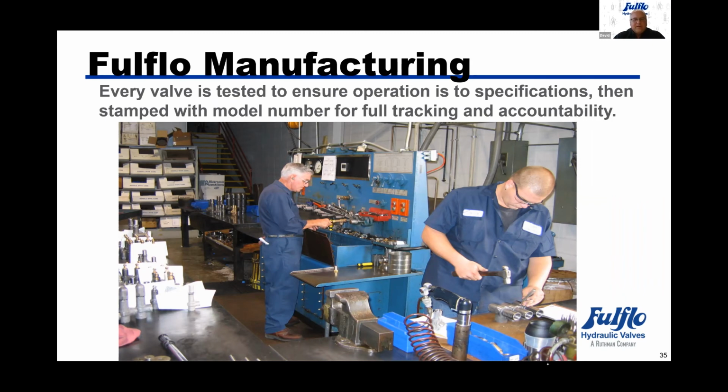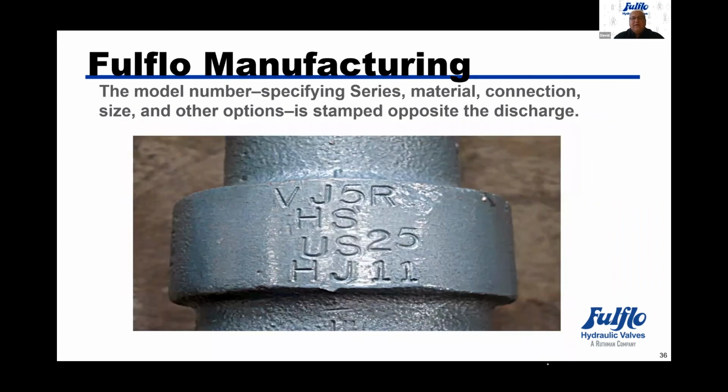This is an example of the manufacturing of the relief valve. The VJ: the V is the series of valve, J is the material. Here in this case, it's cast iron. The 5 would be a 1-inch valve, and the R would be the O-ring located under the cap. The piston material on this valve is hardened steel, which is the HS.